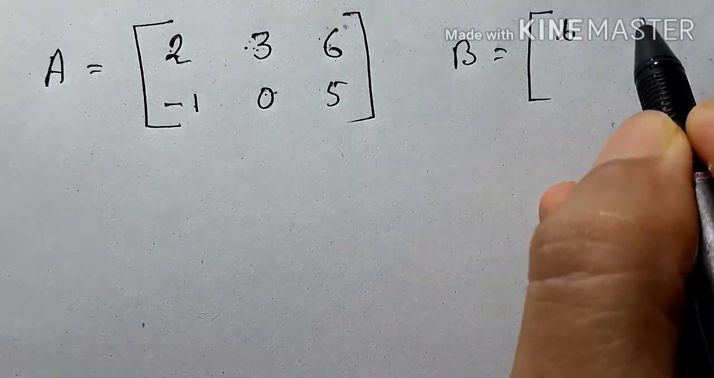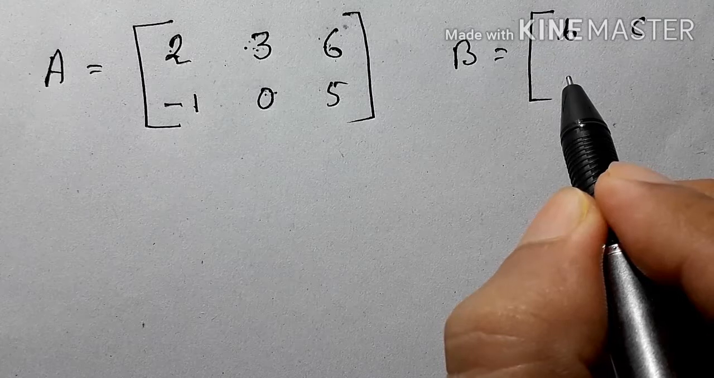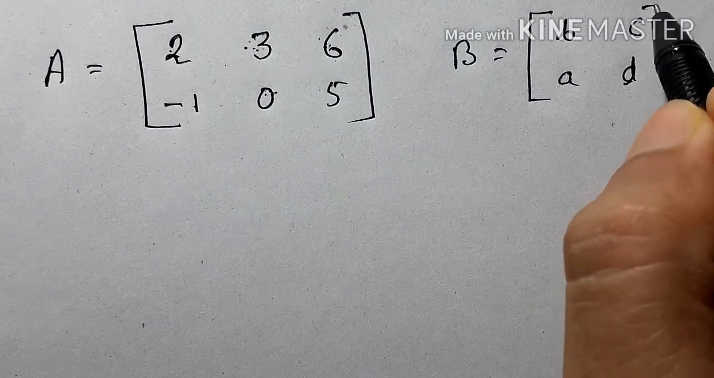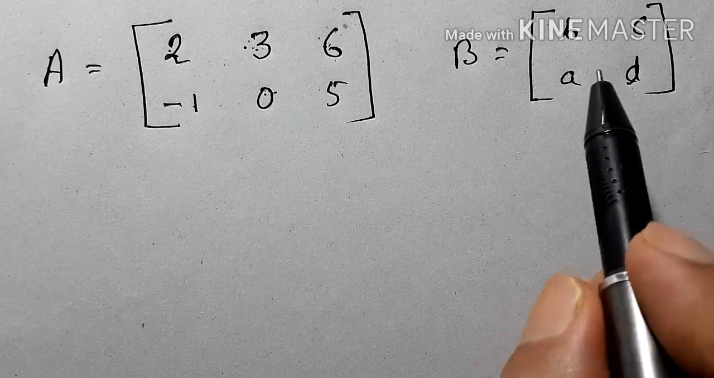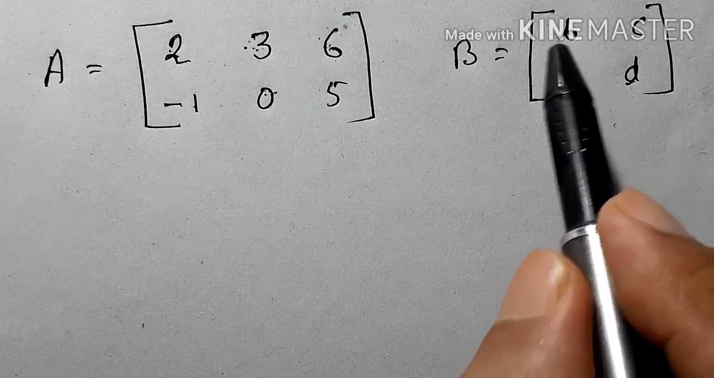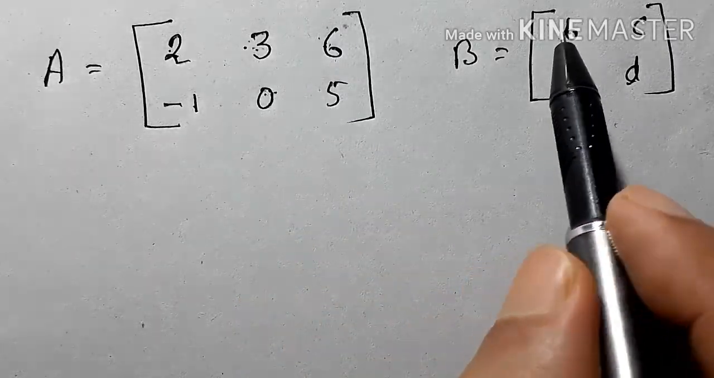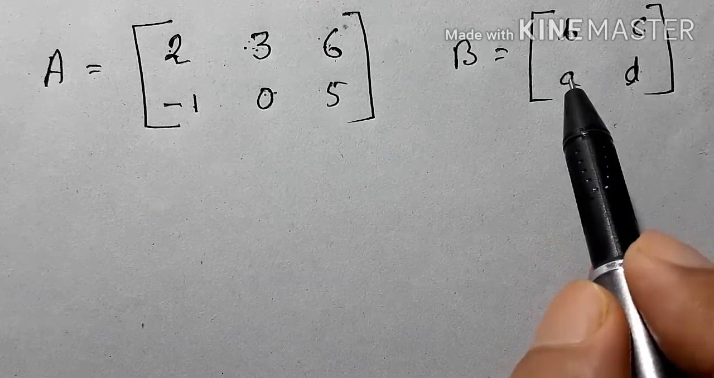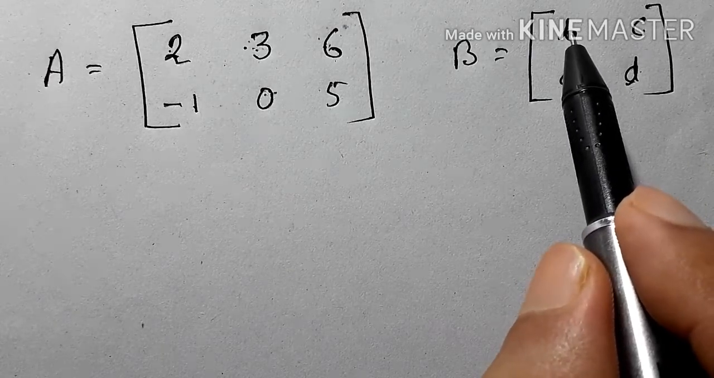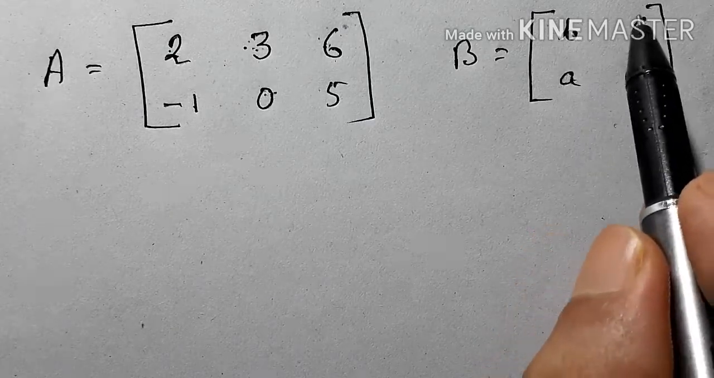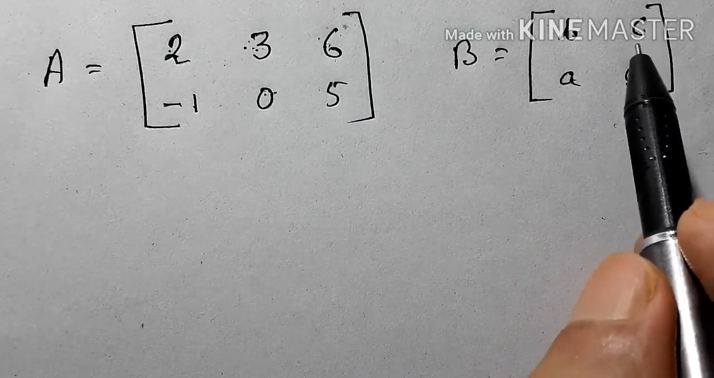Here a, b, c, d. This is how we can represent the matrix also, and here the numbers of the matrix, that is the elements of the matrix, are unknown, and the elements are represented in small letters. This point is very important.